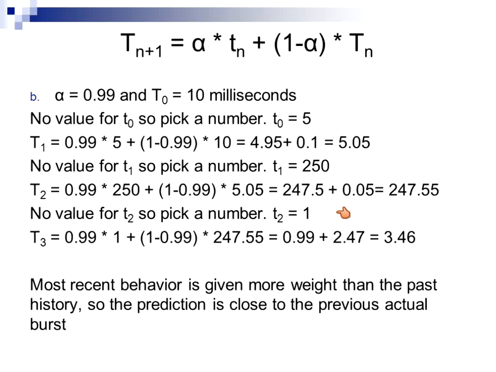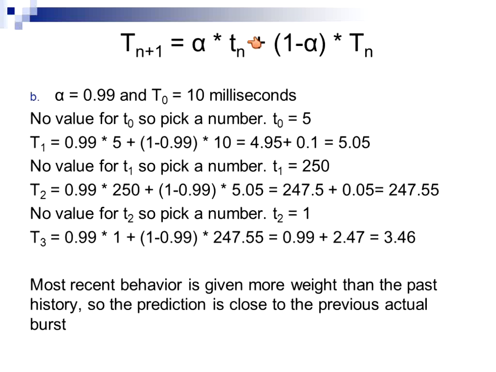And then I do it the next time where now my prediction is big. It's 247.55, but my burst is small. And I go through all this again, and now I come up with a small number. Okay, so what I'm noticing is that the actual behavior of the CPU bursts in this process is given more weight than the past history.